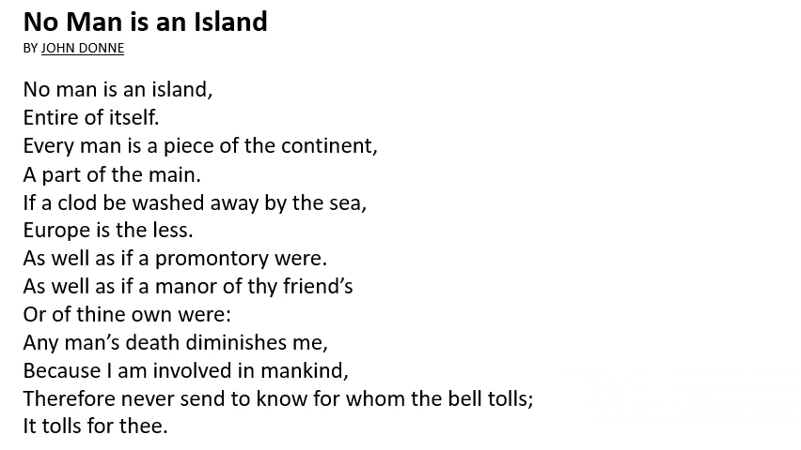Okay, well done. Let's read that through then together. No man is an island, entire of itself. Every man is a piece of the continent, a part of the main. If a clod be washed away by the sea, Europe is the less, as well as if a promontory were, as well as if a manner of thy friends or of thine own were. Any man's death diminishes me, because I am involved in mankind. Therefore never send to know for whom the bell tolls. It tolls for thee.